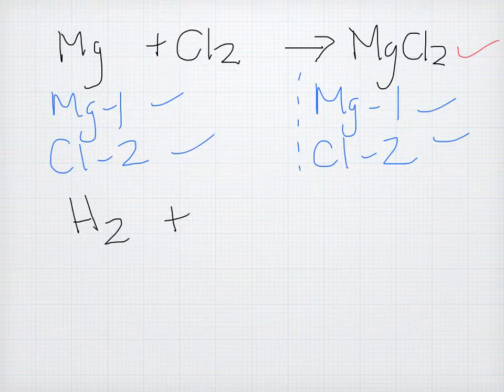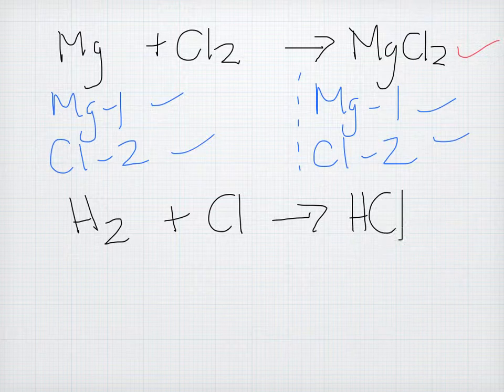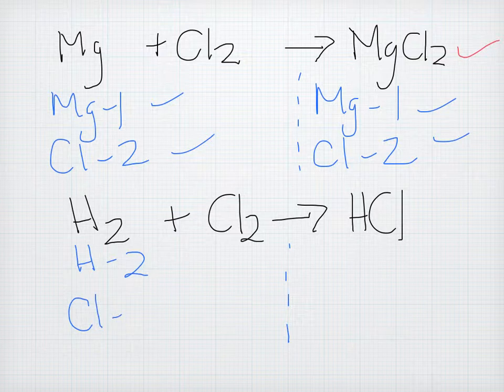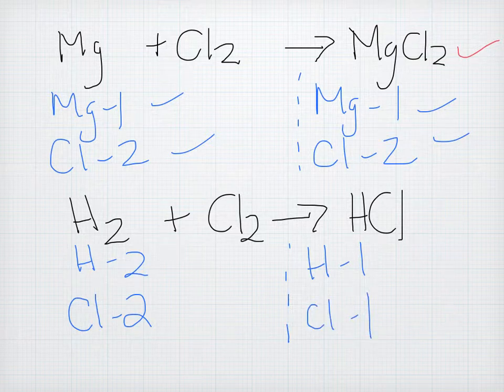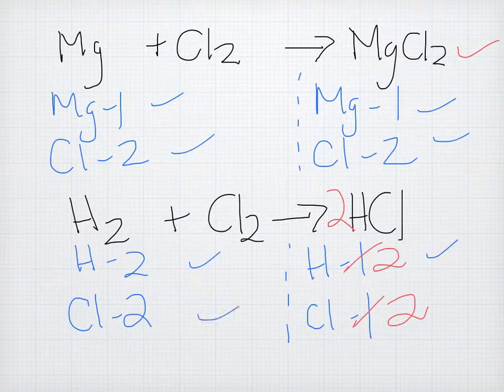I've got hydrogen plus my chlorine giving me HCl. So let's count up what I have. I have 2 hydrogen, I have 2 chlorine, I've got 1 hydrogen, and I've got 1 chlorine. That means I need a 2 out front of here. That makes 2, that makes 2, and now I'm balanced.